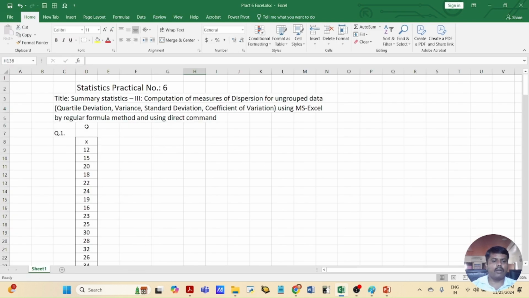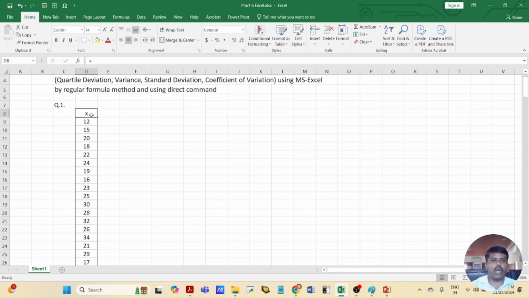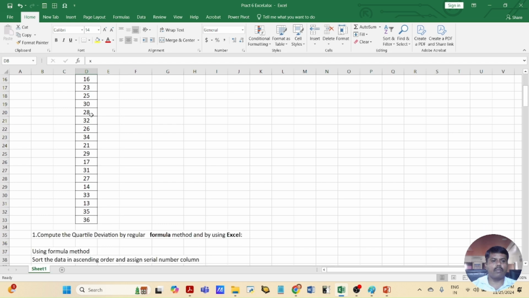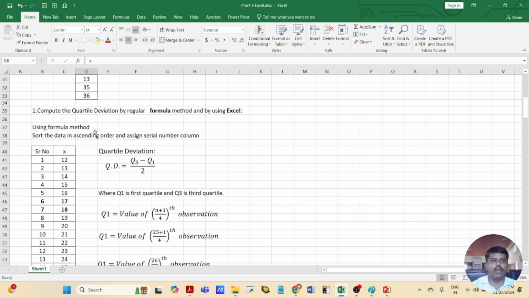This is the first question based on ungrouped data. Here we have values under the X column and we have to find quartile deviation, variance, and standard deviation. Let's find quartile deviation by using formula method. Formula for quartile deviation is Q3 minus Q1 divided by 2, where Q3 is the third quartile and Q1 is the first quartile.